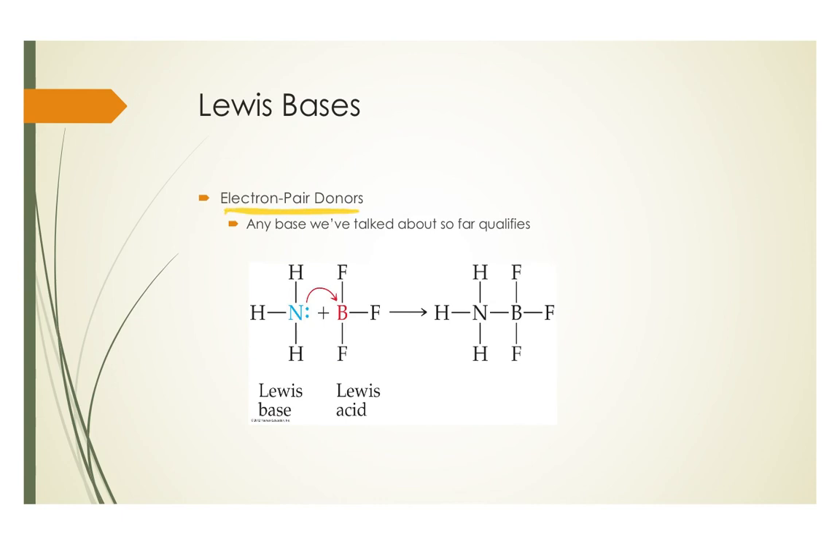And again, any base we've talked about so far qualifies. So here's ammonia, a Lewis base. It is donating its electron pair to the BF3, and so therefore it is a Lewis base. By definition, it is an electron pair donor.